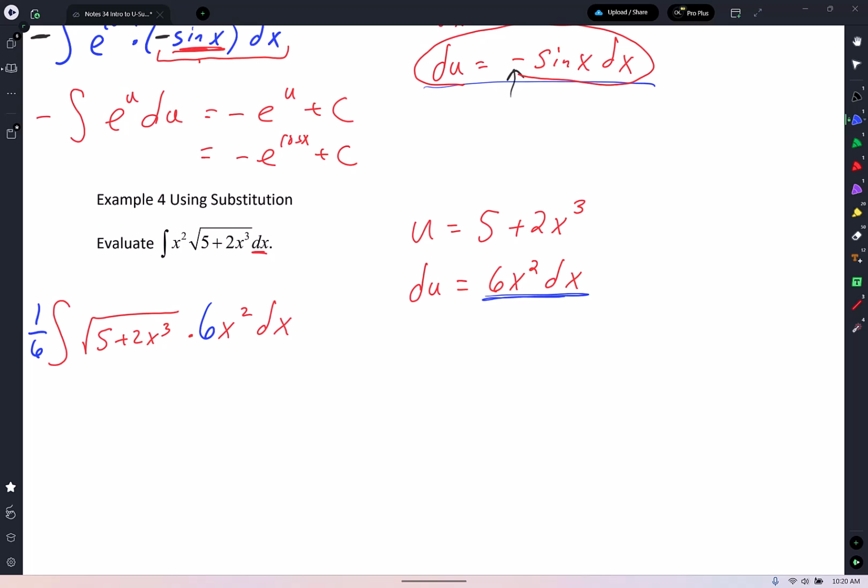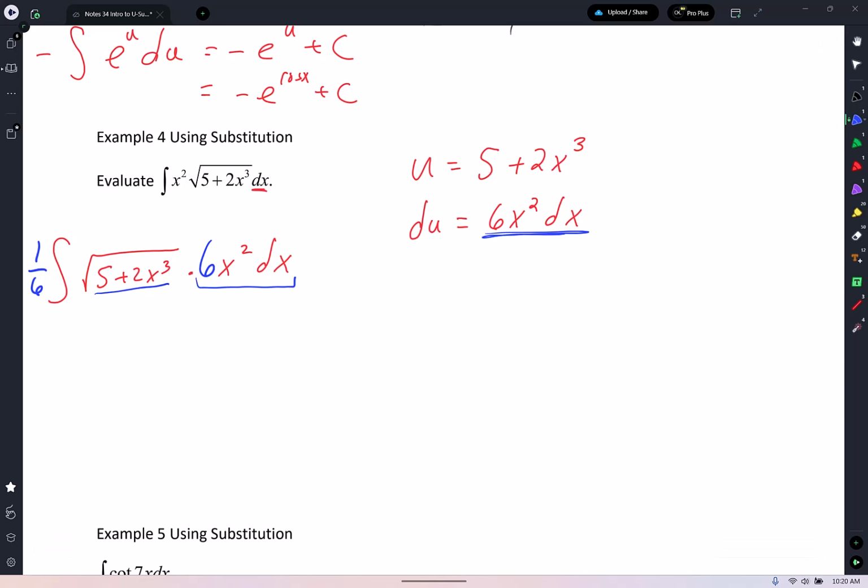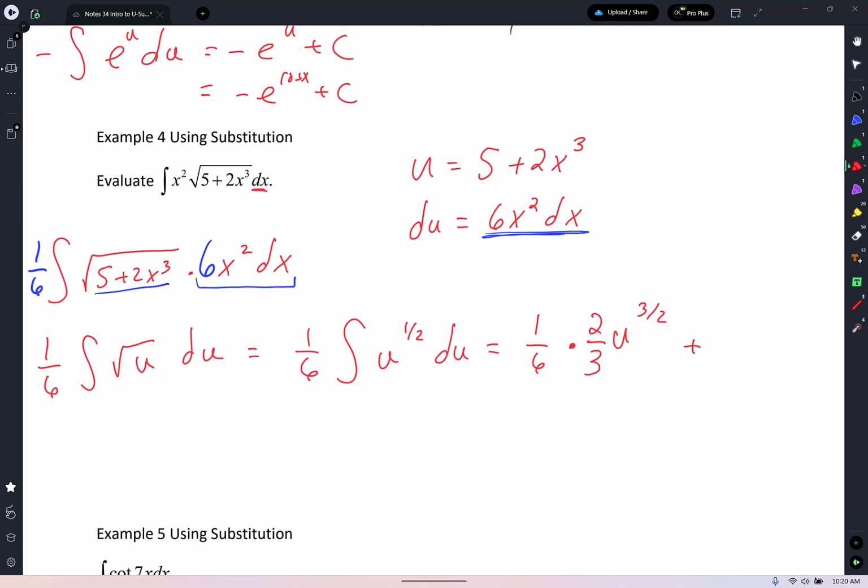So now let's replace everything. This 6x squared dx, that's du. And this 5 plus 2x cubed, that's u. So now I can rewrite it like this. 1/6 integral square root of u du. Isn't that way easier? Okay, here we go. I'm going to turn that into an exponent. 1/6 integral u to the 1/2 du. That's still 1/6. I'm going to put a little dot. I'm going to add 1 to the 1/2, so that's u to the 3/2, and divide by 3/2, which is the same as multiplying by 2/3, and I'll put plus c.